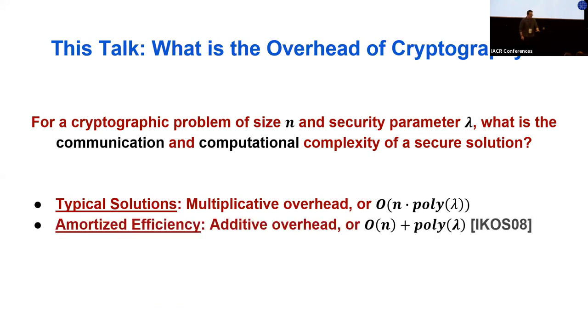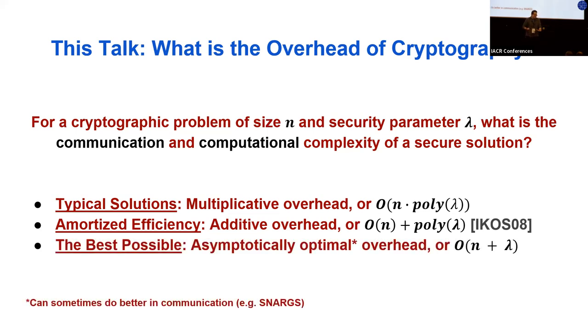The work of Ishai, Kushilevitz, Ostrovsky, and Sahai showed an amortized overhead where you have some polynomial in lambda, and once your problem size becomes big enough, the overhead of the cryptography is just amortized over all the extra problem instances. But the problem is that this polynomial is unspecified, so it could be quite large, and it could be quite a while before your amortized efficiency really kicks in. So you could hope for the best possible overhead, which in most cases is just n plus lambda. You can sometimes do better in communication, but in general, n plus lambda is the best that you can hope for.